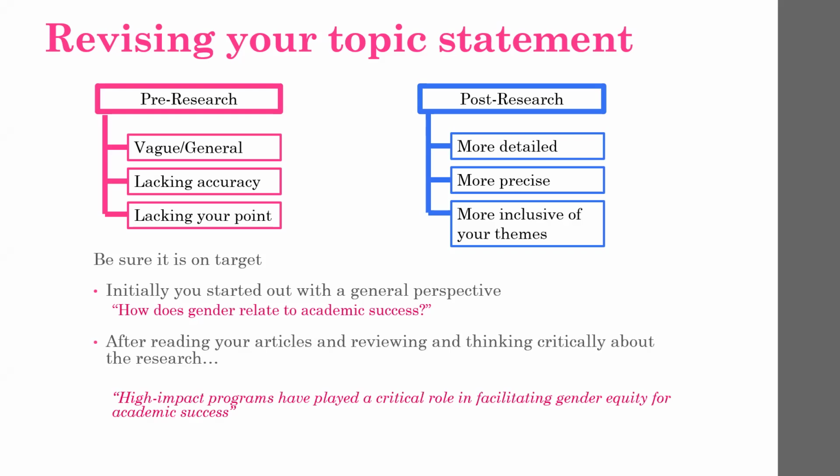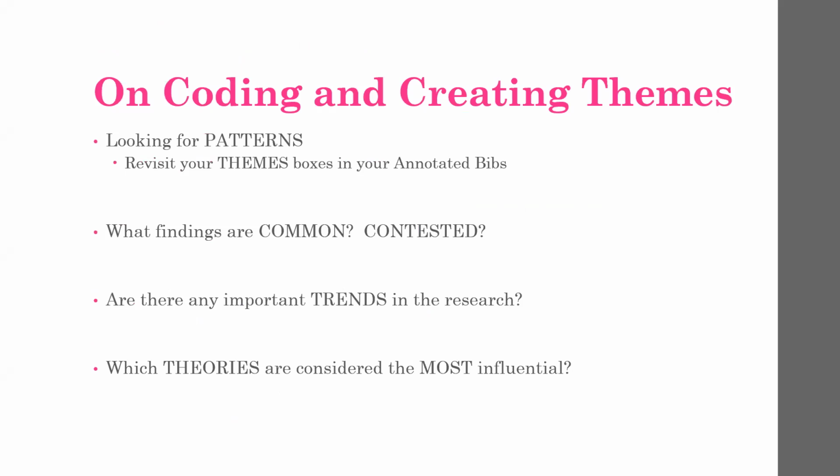And as you conducted your literature review and brought these articles together, you thought critically about them. And now you're sitting back and you're saying, okay, I can have more precision, right? So I can say, hey, there's high impact programs out there that have played a critical role in facilitating gender equity for academic success. So, as you collect this information, we're getting educated as we're reading these articles, and they build the body of knowledge for you. And so you do want to come back and revise that topic statement so that it can be more precise and more detailed. And usually it will make you stand out, right? From what's been done in the past.